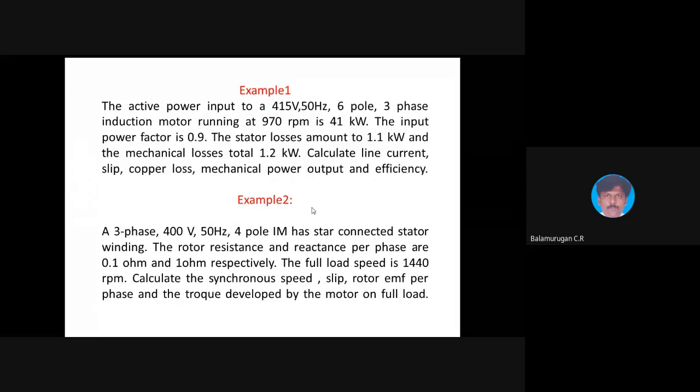What is the ns? 120 f by P. Frequency is 50 Hz, poles is 6. So 120 into 50 divided by 6. You will get almost 1000 rpm. And then you tell the value for slip.